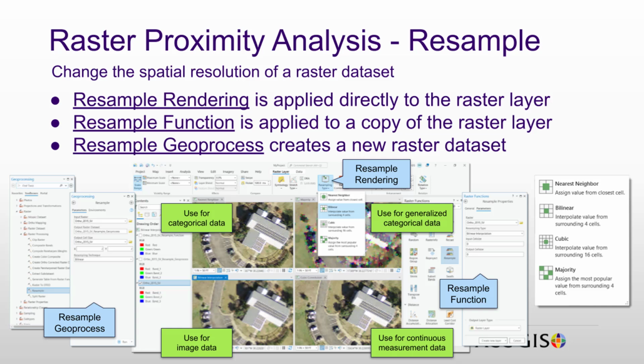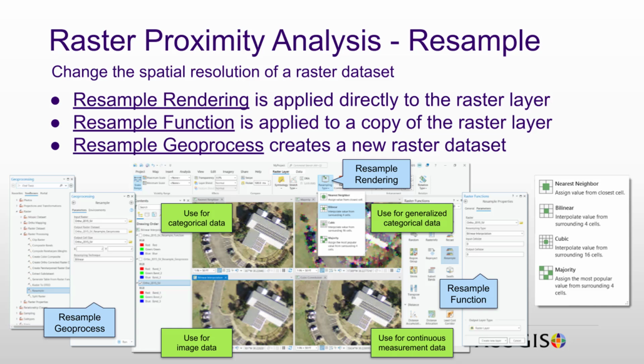Sometimes we want to generalize our categorical data even further, and we'll use majority, which assigns the most popular value from surrounding four cells. Now, both of these types, nearest neighbor and majority, look pixelated. When we're looking at image data, we don't want it pixelated. So for image data, we use bilinear, which interpolates values from surrounding four cells and smooths the image data. Last, for continuous measurement data like digital elevation models, we want to smooth and sharpen the image. And so we use cubic, which interpolates the value from surrounding 16 cells.